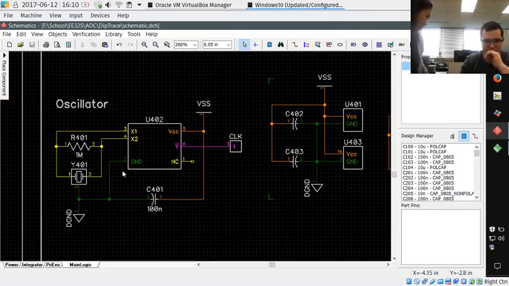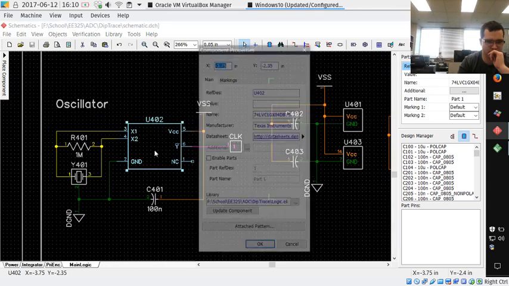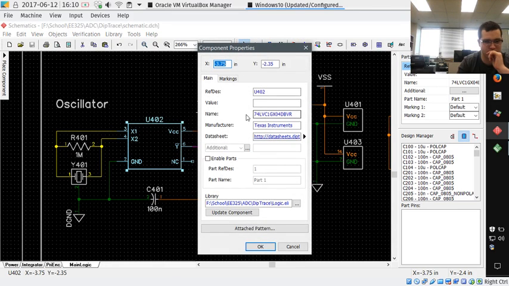Yeah. Thanks. So we have here our oscillator circuit, which is a 74LVC1GX04.